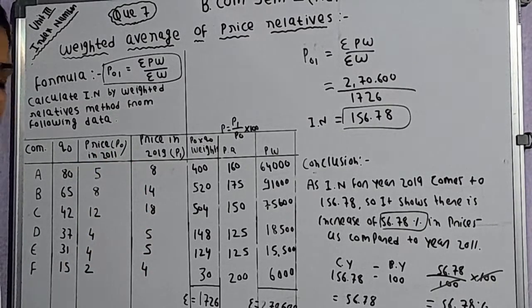So this way we are done with this problem, where we have calculated the index number by using the weighted average of price relative method, and at the same time we have derived the conclusion and expressed it in terms of percentage.